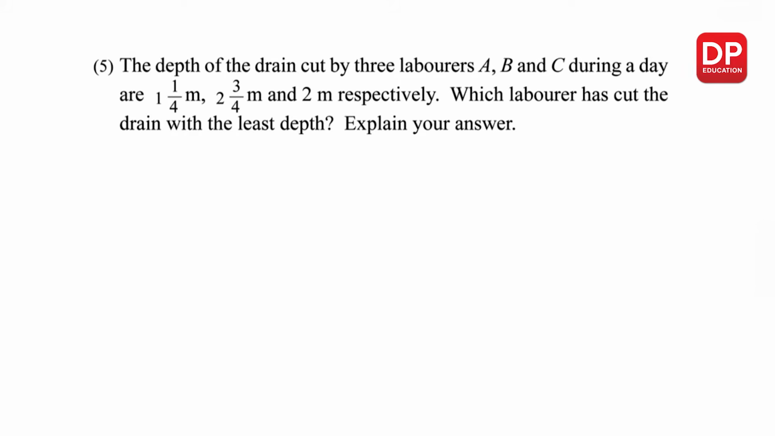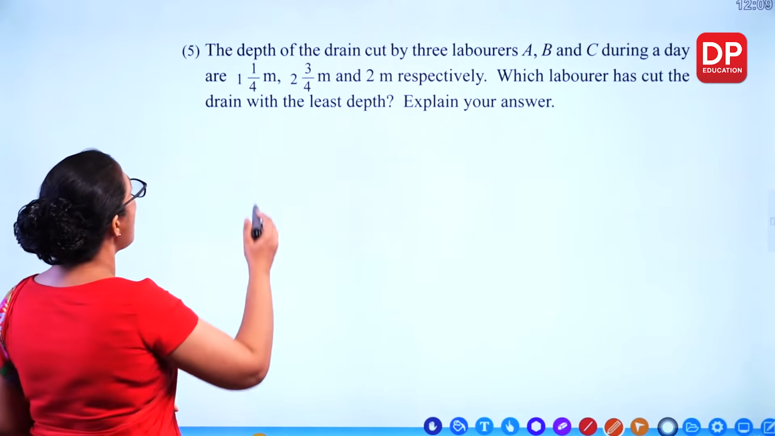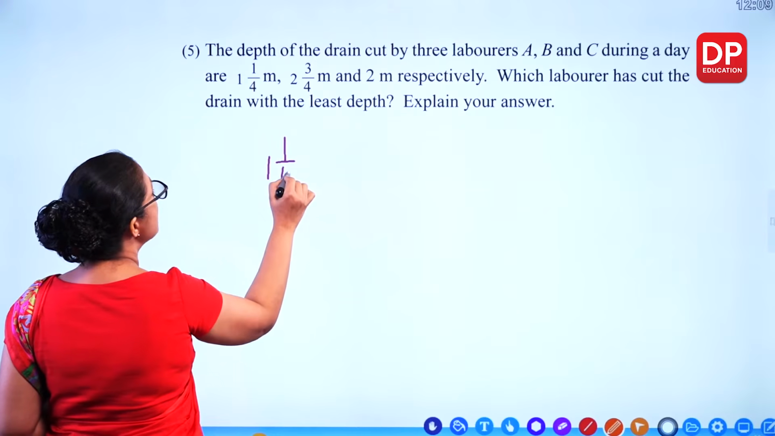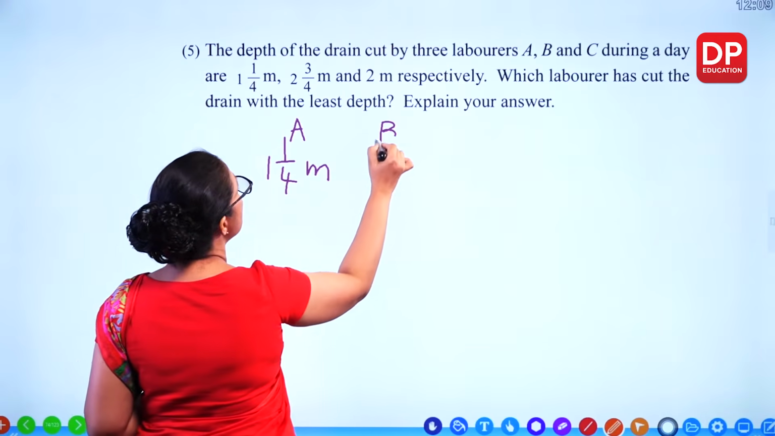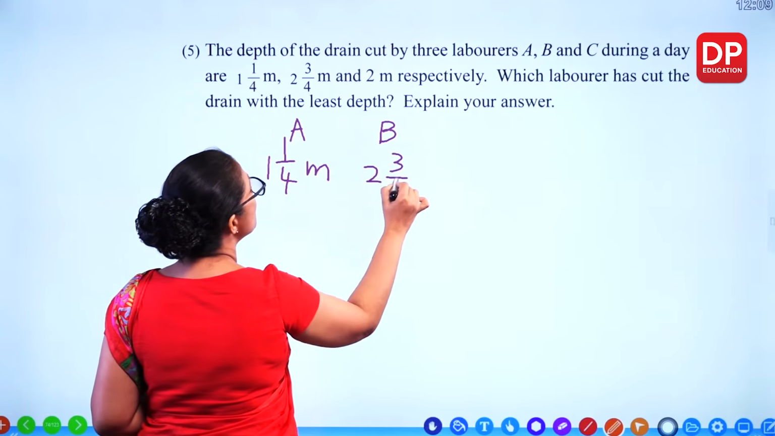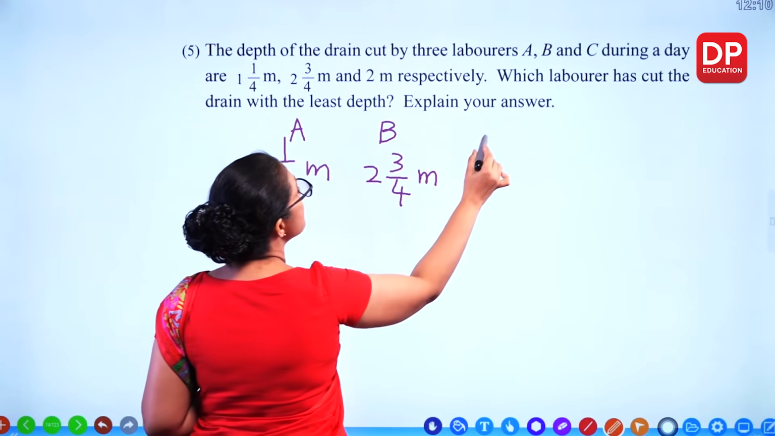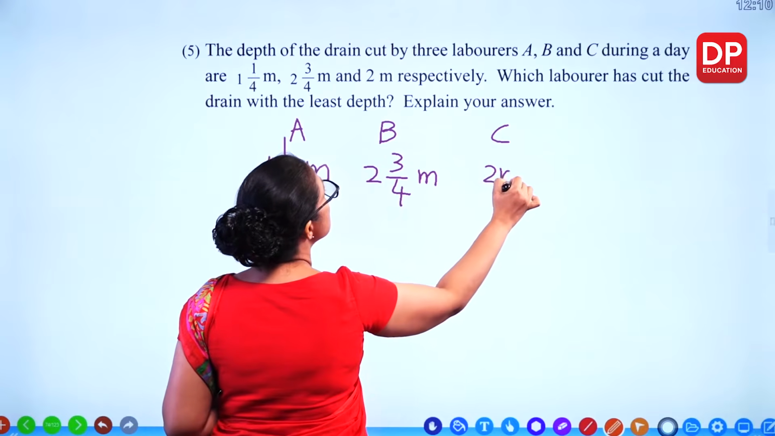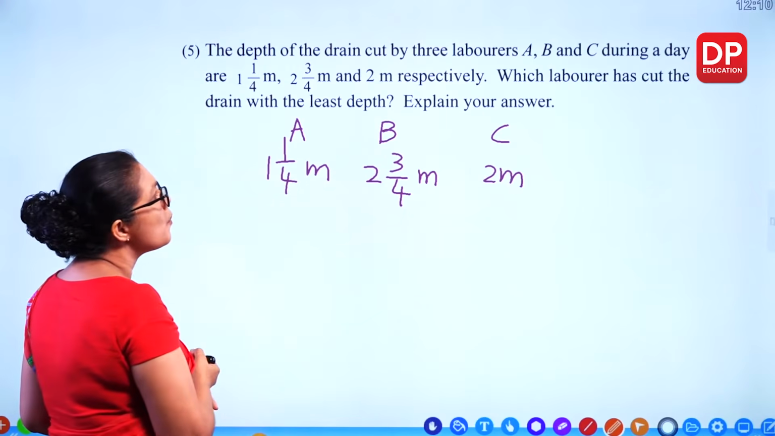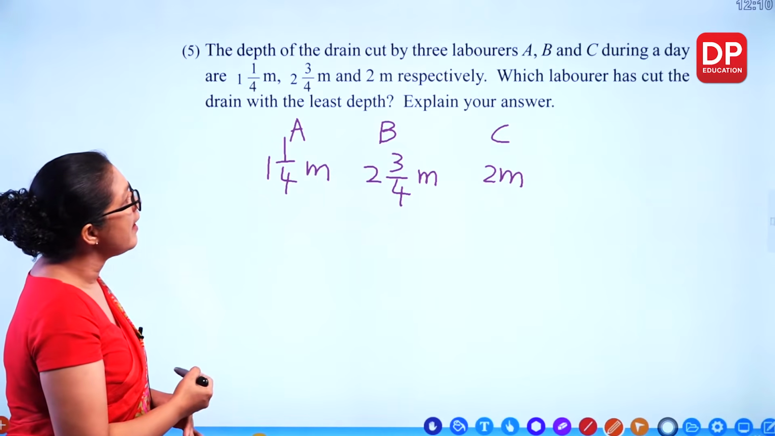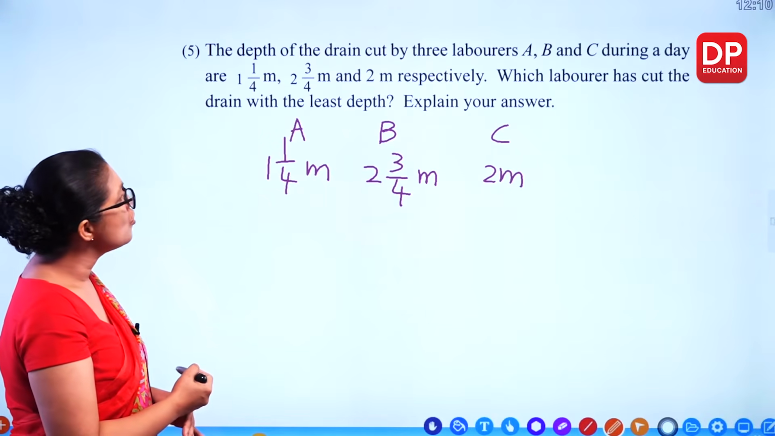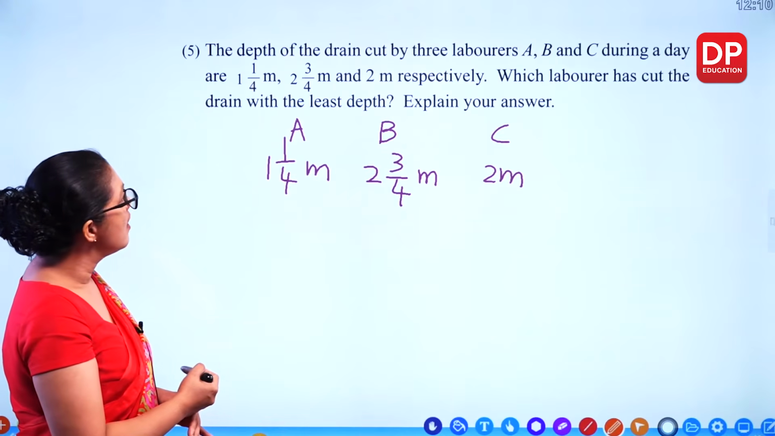Question number 5. The depth of the drain cut by 3 laborers A, B, C during a day are 1/4 meters, that's A, B, 2 and 3/4 meters, and C, 2 meters, respectively. Which laborer has cut the drain with the least depth? Explain your answer. So you need to compare these ones.